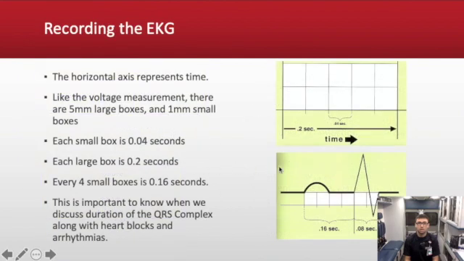The horizontal axis is also measured in millimeters, and each small box is 0.04 seconds. This is important to remember. 0.04 seconds.